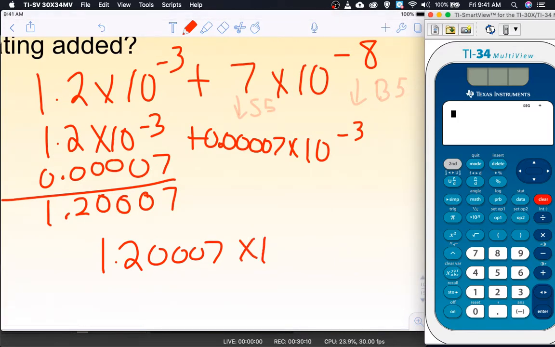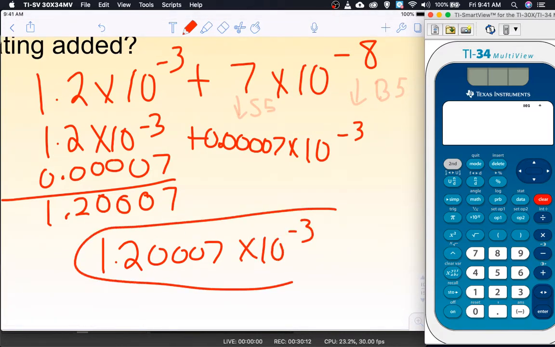And then the power of 10 stays the same. That answer is in scientific notation, so we're done. So that's how thick the CD would be with this coating added onto it.